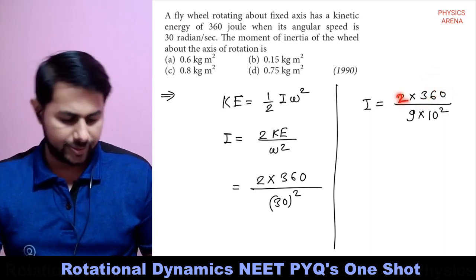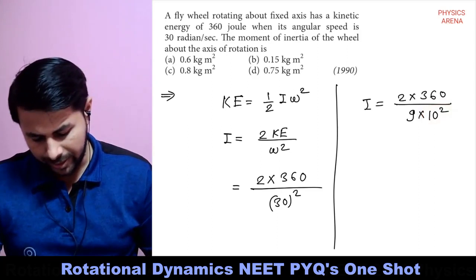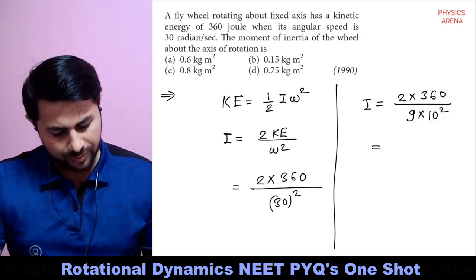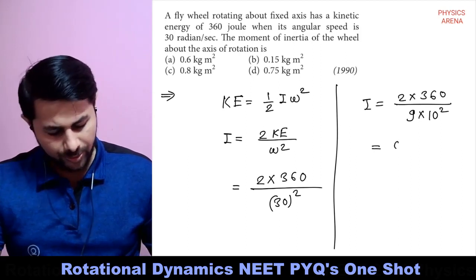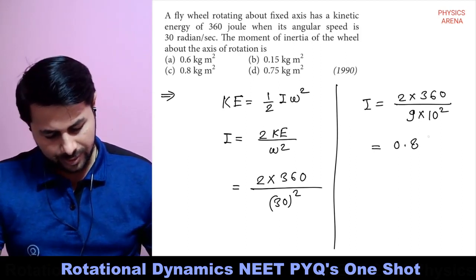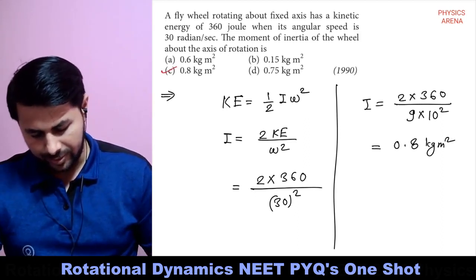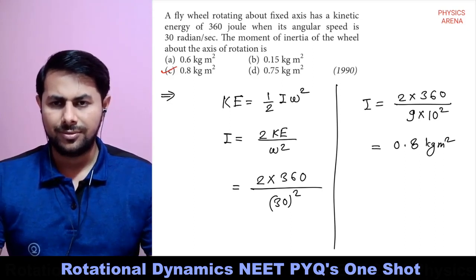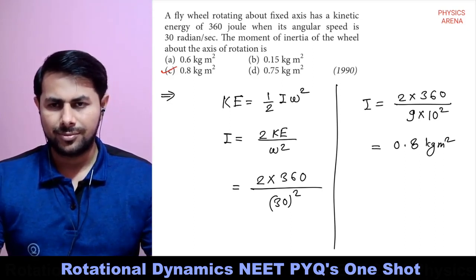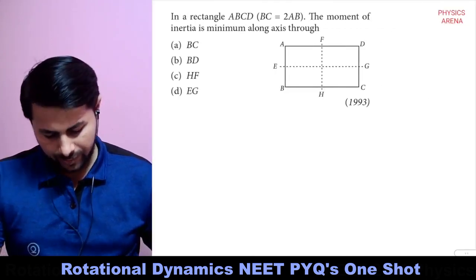42 are 80, and 10 raised to 2, take it to the numerator, it will be 10 raised to minus 2. So how much? 80 multiplied by 10 raised to minus 2, or 0.8 you can say. 0.8 kg meter square. This is the answer. Option C. Let's see next one.